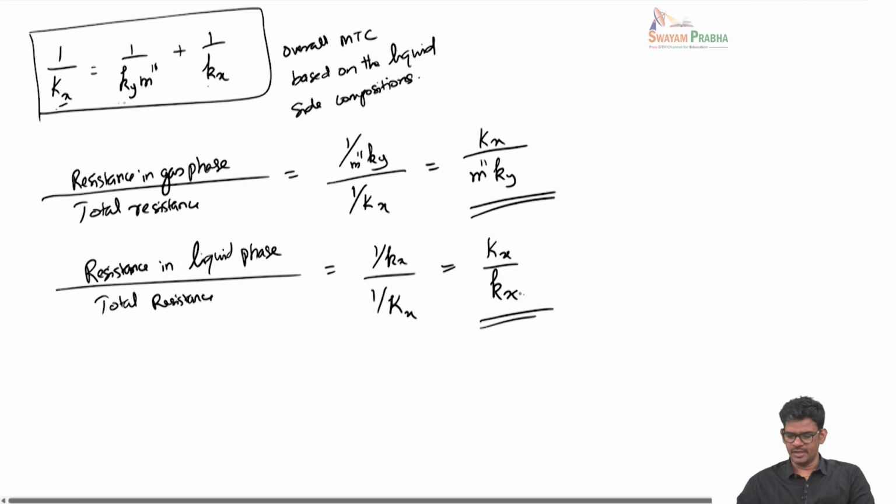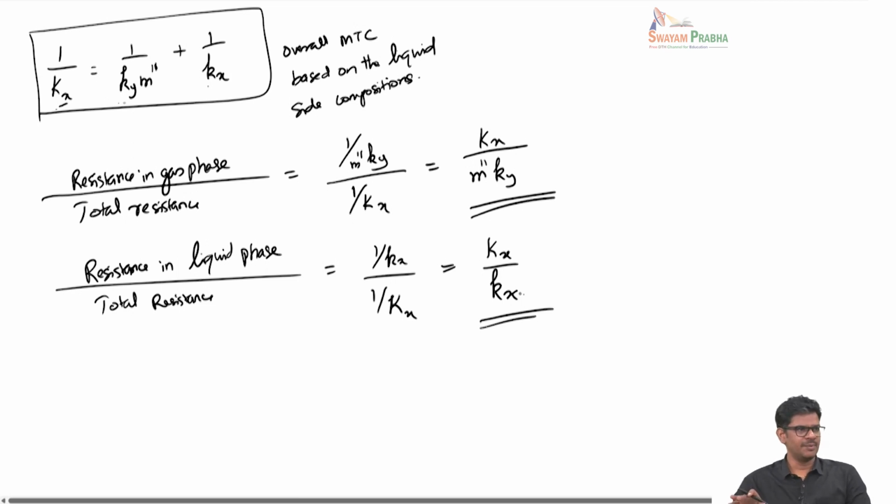Now, if you go to this particular case, you can see that if you have m prime to be very small, suppose m prime here in this equation is very small, what it means is it tells you about your equilibrium line. So you have an equilibrium line which has a very small slope, something like this. Remember, the slope of this equilibrium line is m prime.